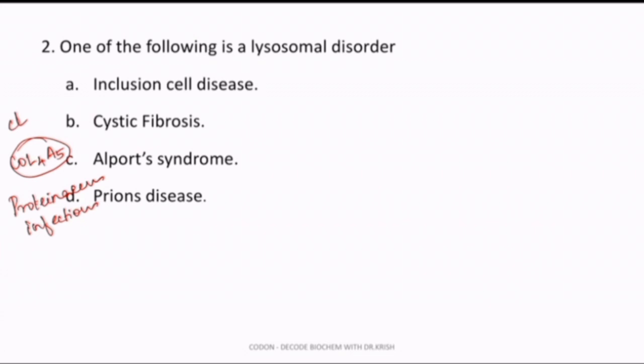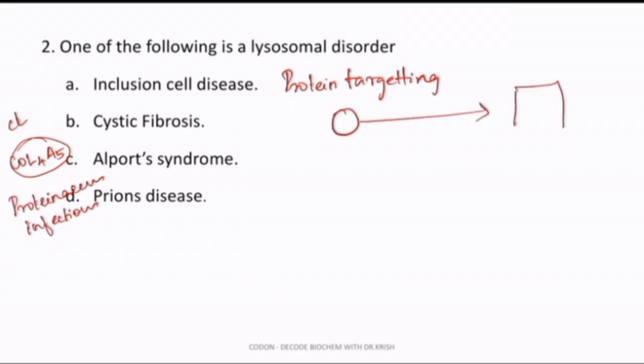So coming to first option, I cell disease. What is inclusion cell disease? It is an example of protein targeting defect. So what is meant by protein targeting? For a protein to reach its target organelle, you need to stamp it with some substance so that it reaches the proper address. Just like you're giving an address on an envelope so that it reaches the right location. You need to stamp this with a proper address so that it reaches the right cell organelle.